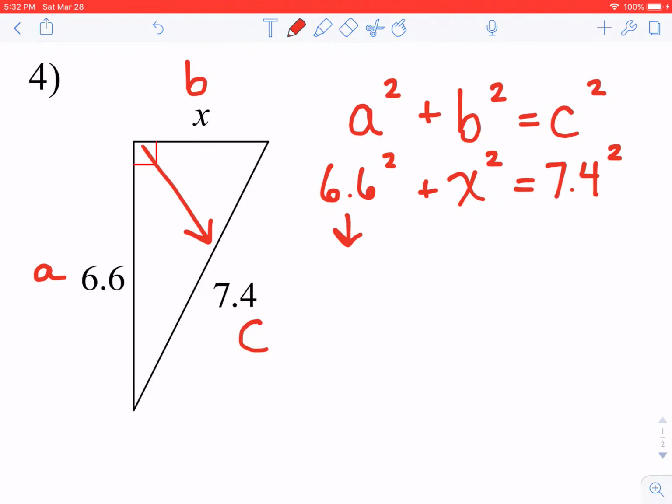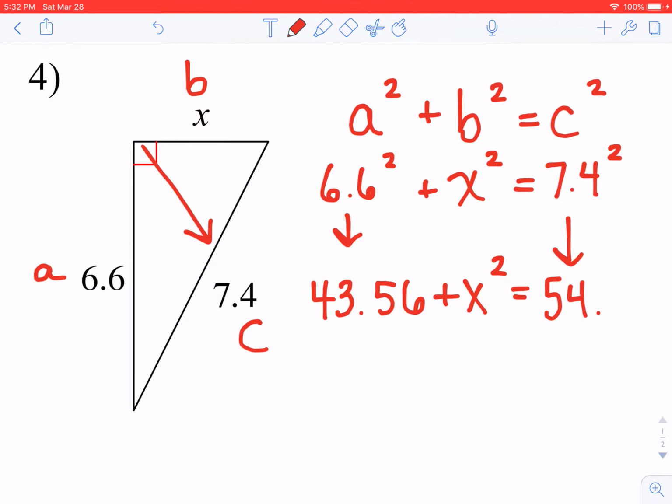6.6 squared is giving me 43.56. I'm going to bring down my plus x squared equals, and I'm going to evaluate the other power. 7.4 squared is giving me 54.76. And just like last time, I want to get the x by itself. So there's a couple things that I need to get rid of. I need to get rid of the 43.56. I got to do that first. And then last, I'll get rid of that exponent by taking the square root.